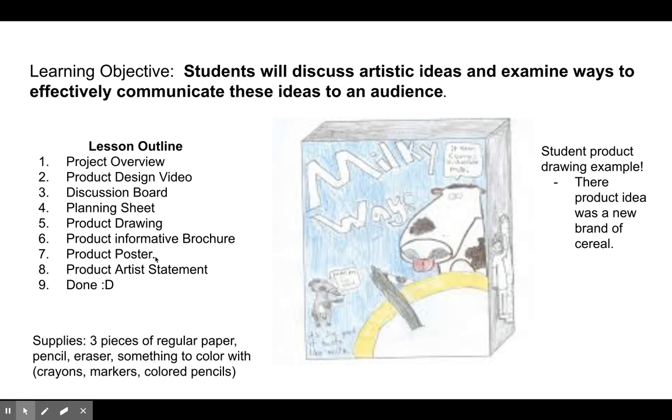So before you do that, first you should be watching this video. Then you're going to watch a video about product design and add something to the discussion board. Then you're going to complete the planning sheet document and upload it for a grade. That will help you brainstorm ideas for your product. And then, of course, you'll do a drawing of your product, the brochure, the poster, and then the artist statement. You're going to need at least 3 pieces of regular paper, pencil, eraser, and something to color with.